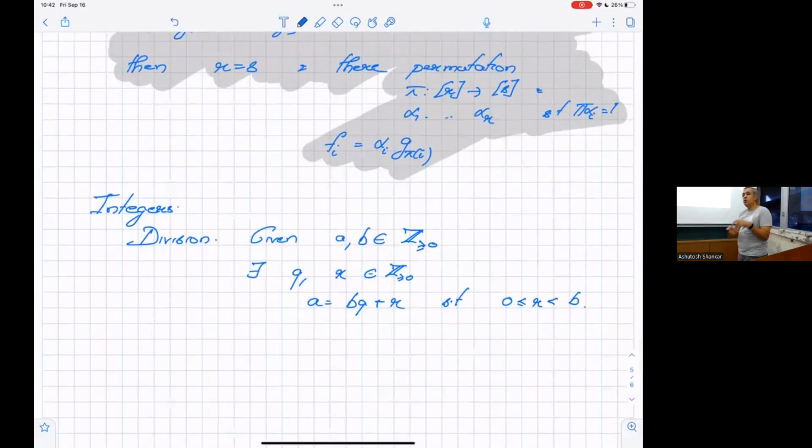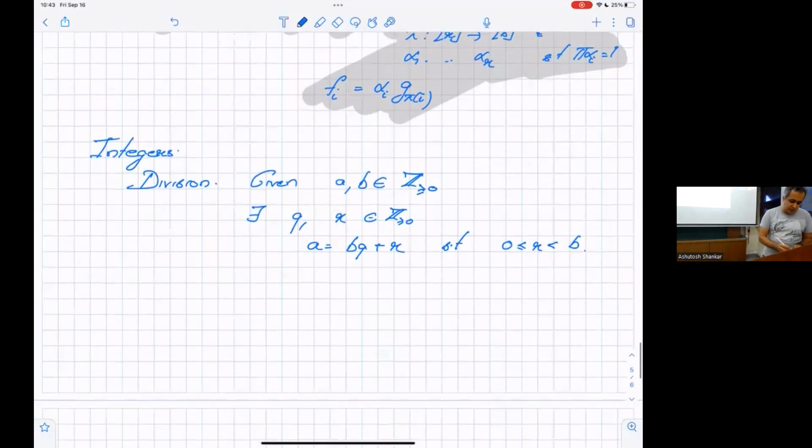I claim univariate polynomials also have a similar division algorithm. This is one place where multivariate and univariate will differ from each other. Univariate polynomials will have this division algorithm. This is true only for univariate polynomials.